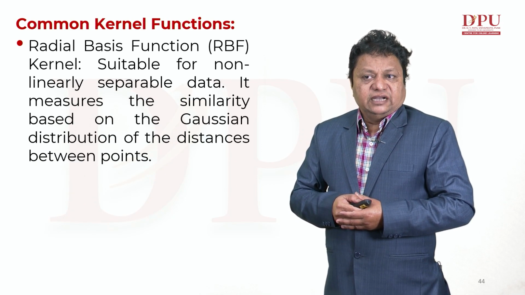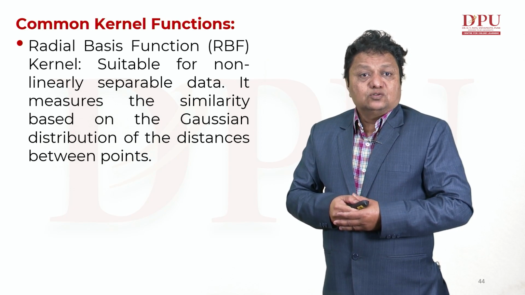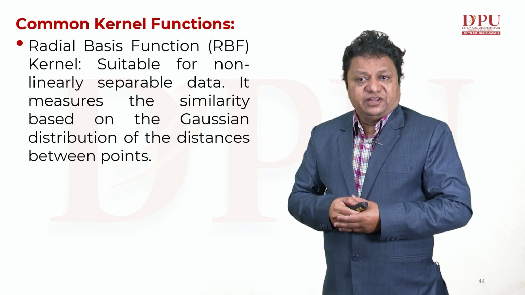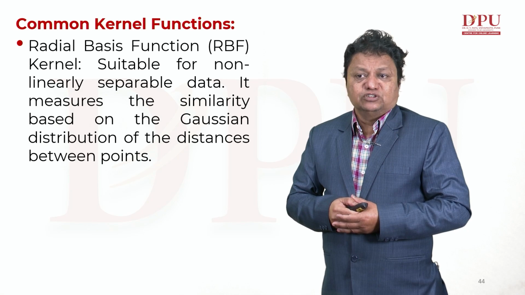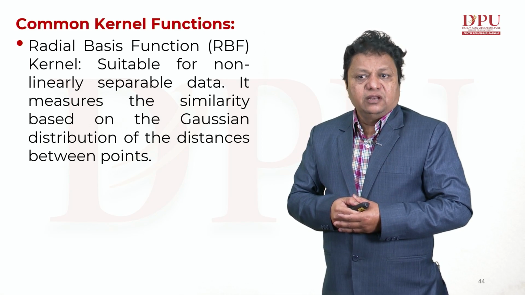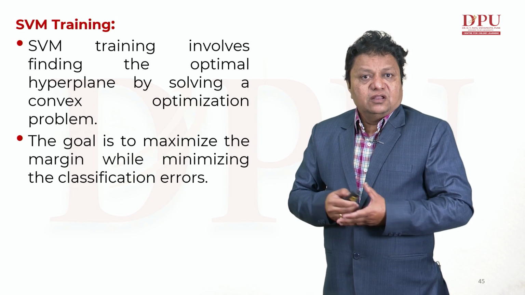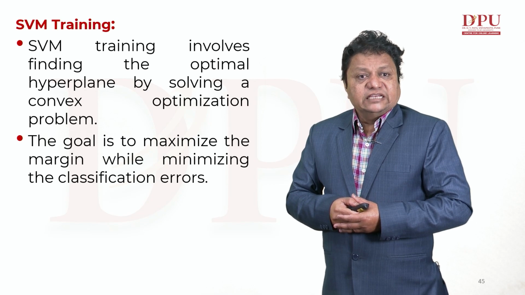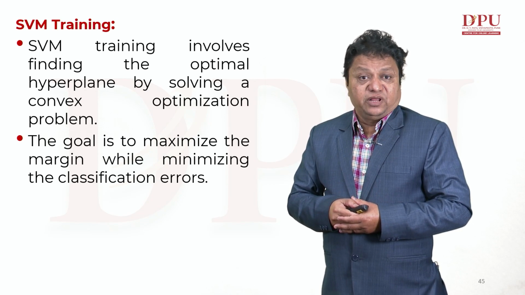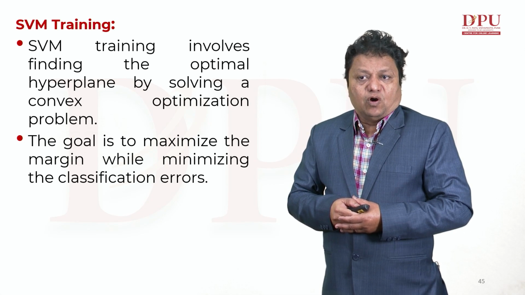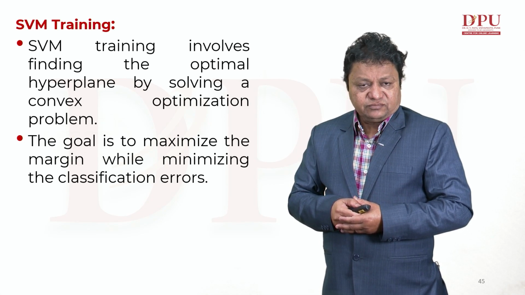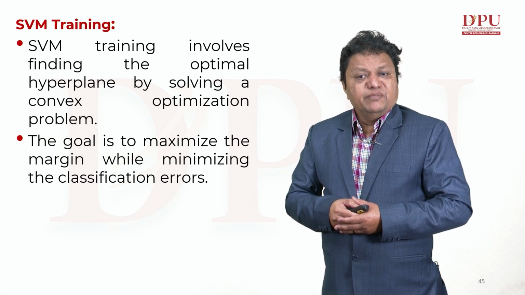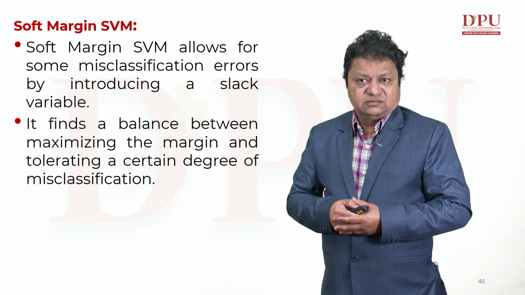Radial basis function, that is RBF kernel, is suitable for non-linearly separable data. It measures the similarity based on the Gaussian distribution of the distances between various points. Now, let us understand the SVM training, that is support vector machine training. SVM training involves finding the optimal hyperplane by solving a convex optimization problem. The goal here is to maximize the margin while minimizing the classification errors.